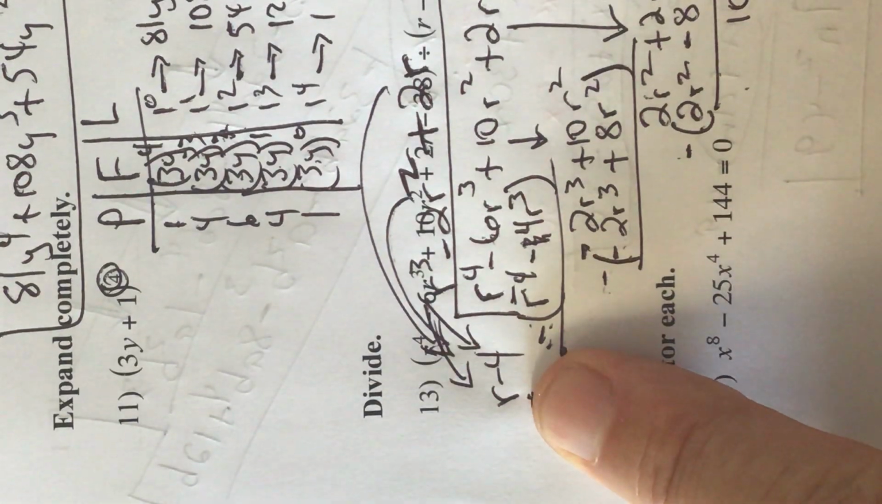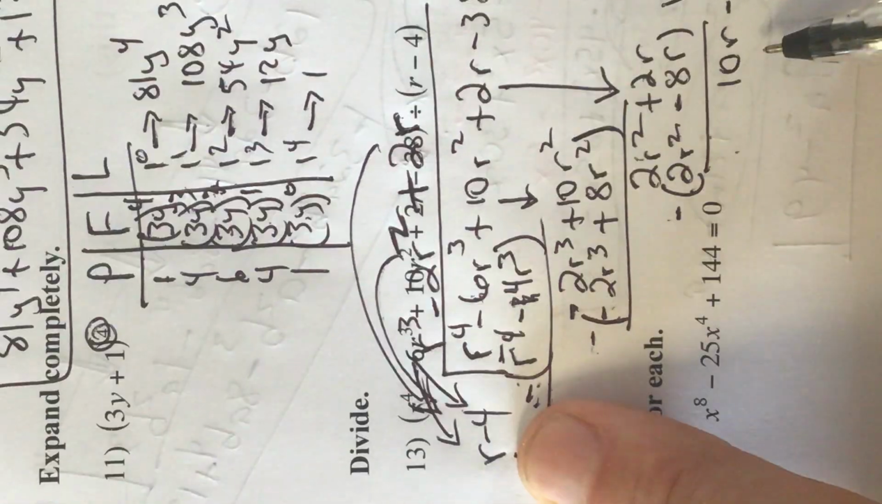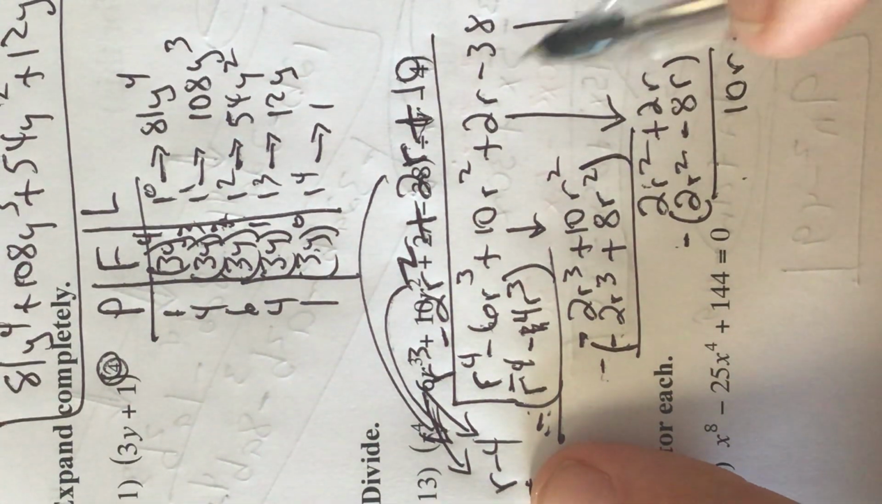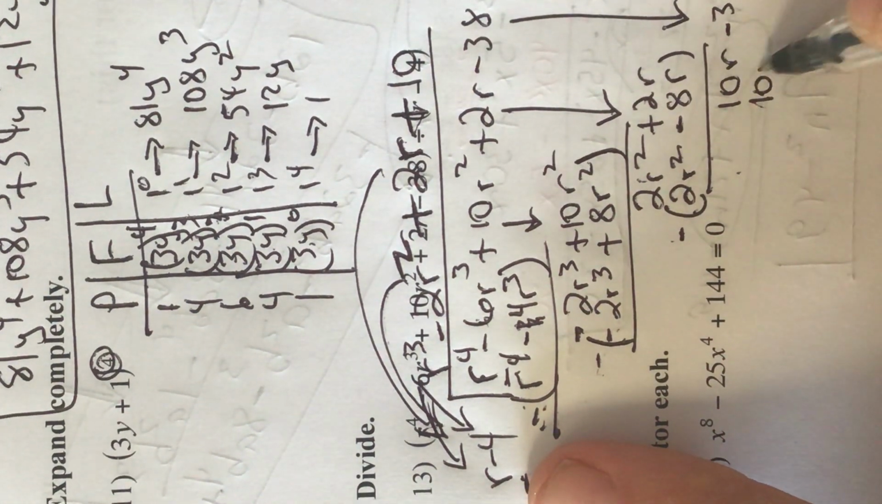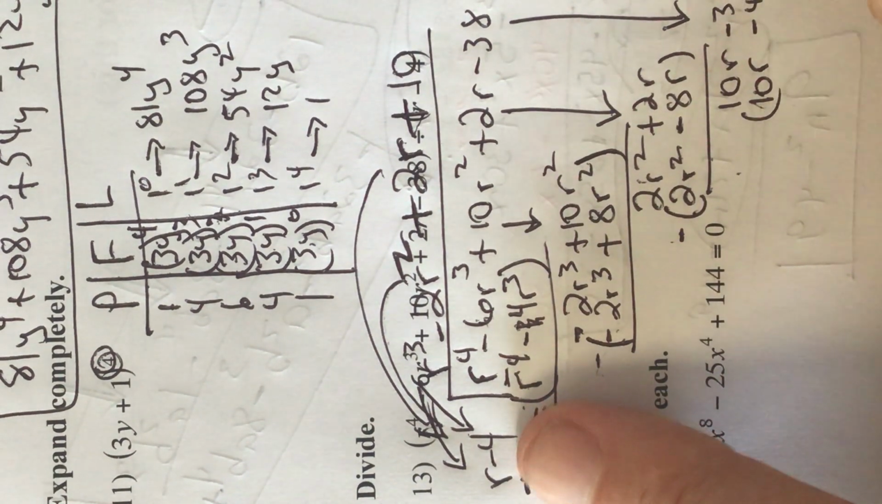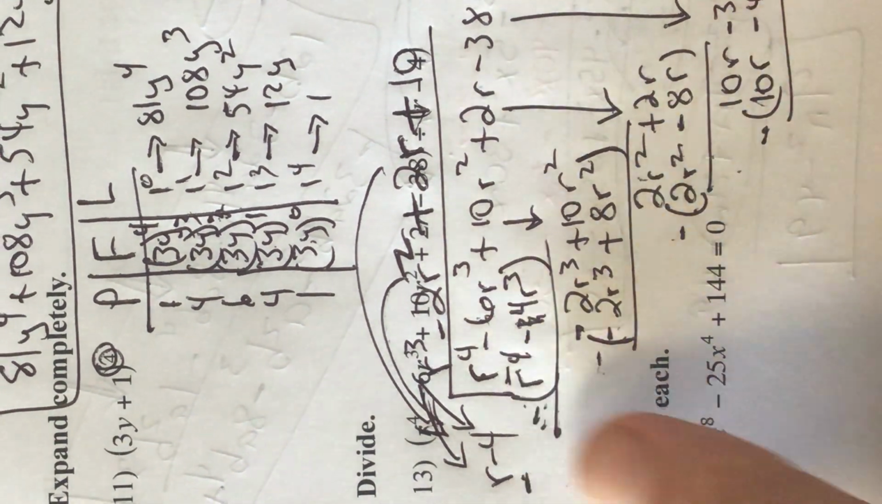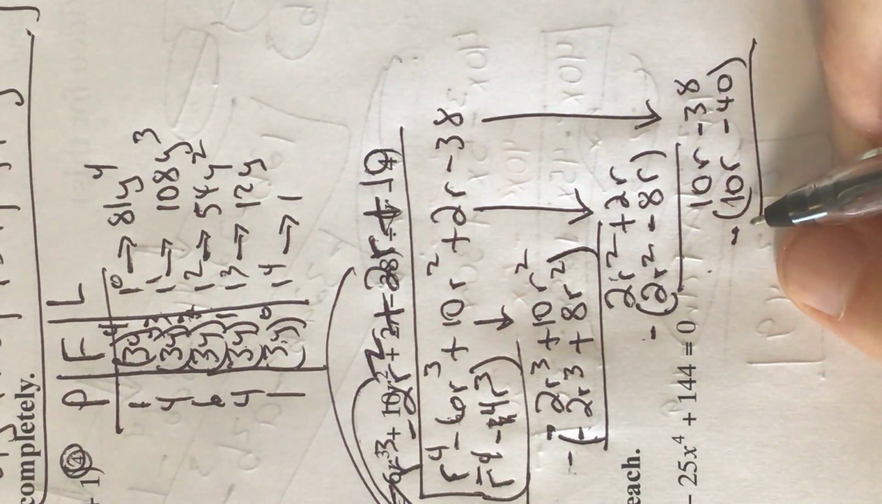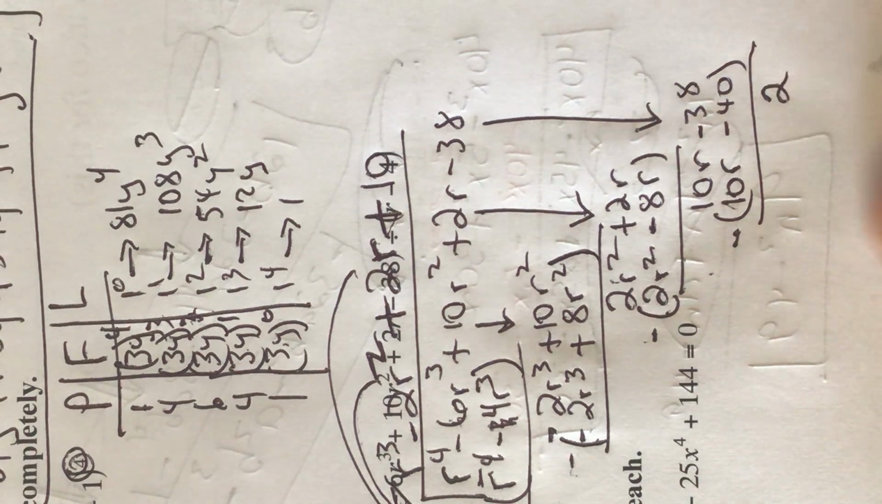So I'm trying to get the first piece to become 10r. So r times 10 will do it. So I need a positive 10. 10 times r is 10r. And 10 times negative 4 is minus 40. Package it and subtract it. 10 minus 10 is gone. 38 minus minus 40 is positive 2.